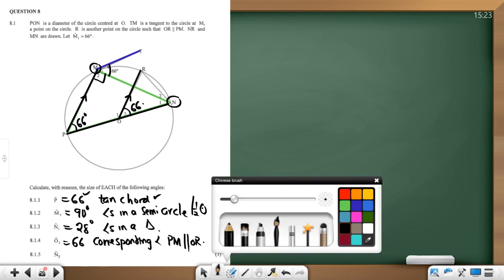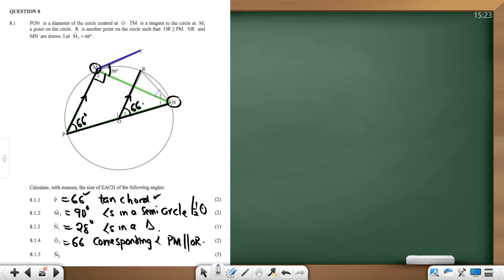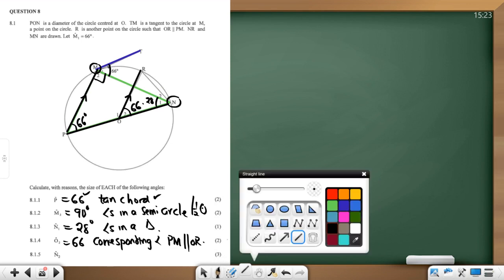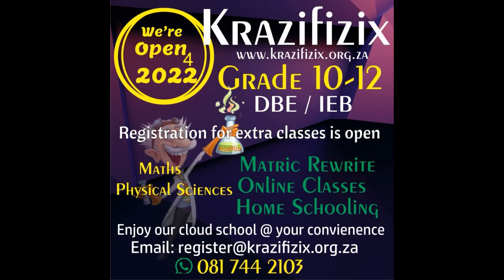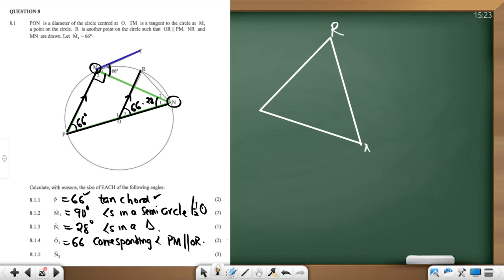Might need a bit of calculation. Where is N2? Taking my highlighter. N2 is here. Okay, I don't see as much of a problem. We got N1. Let's write N1. Always write it, makes life easier for you. 28. Now, if you consider this triangle, I'm just going to draw it out for clarity. Consider that triangle. This is R, this is N, this is O. That's a radius, by the way.